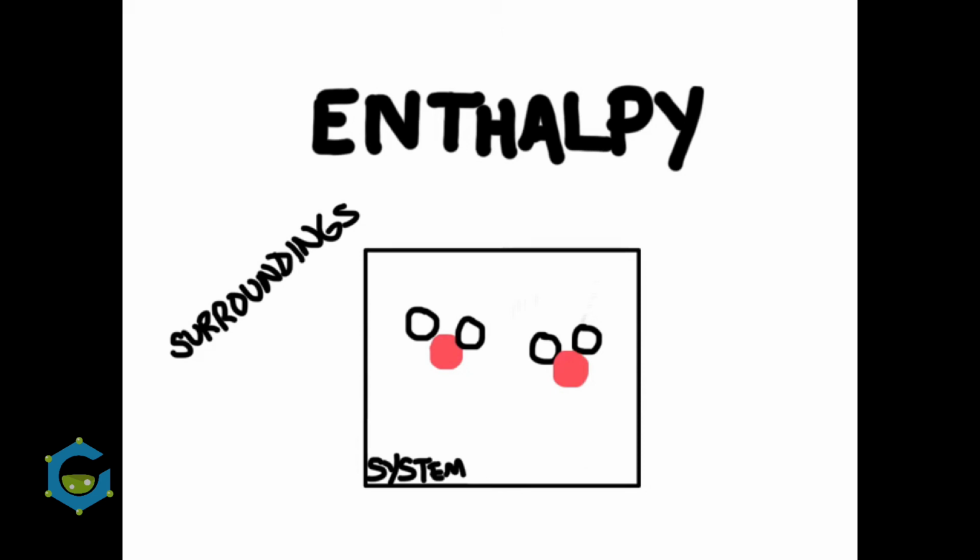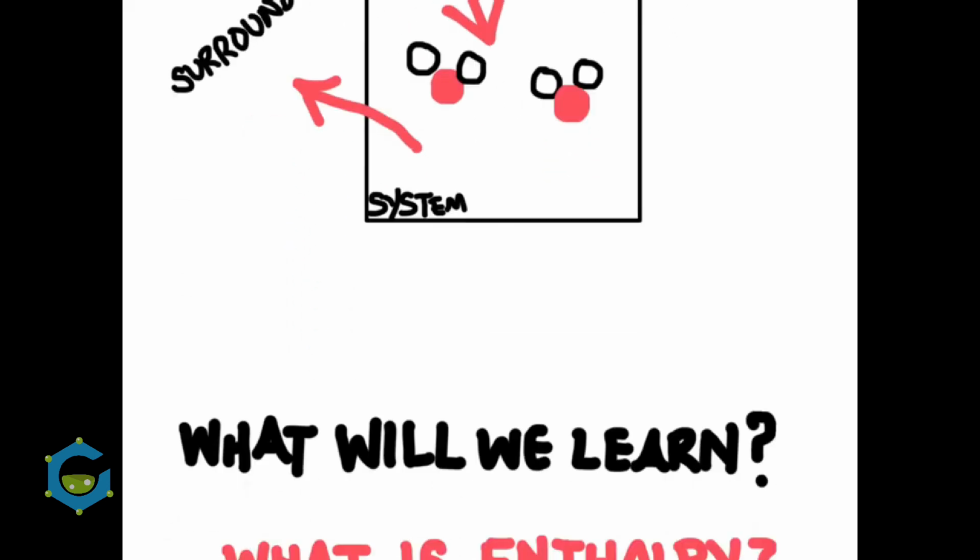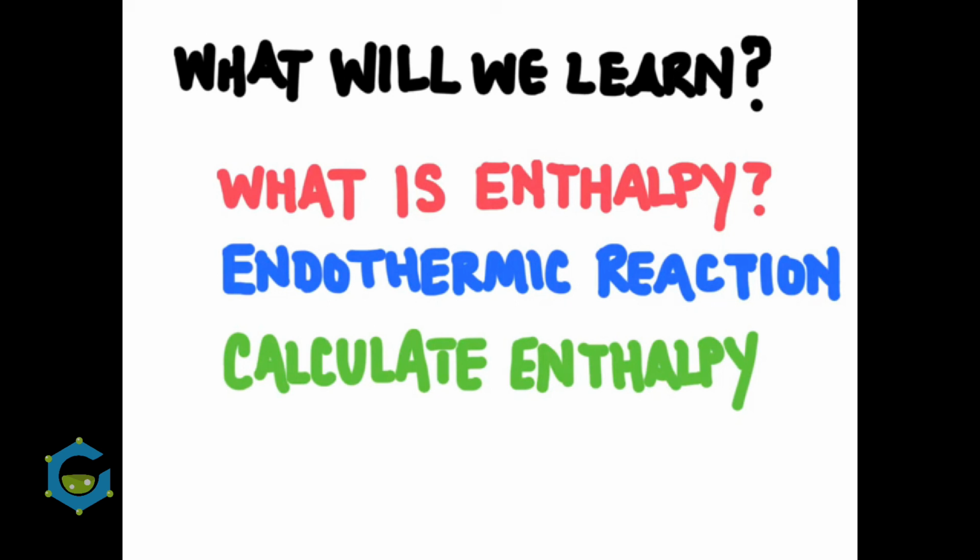The surroundings are basically the rest of the universe, and so heat can either transfer out of the system or it could transfer into the system. So in this video, we're going to learn what enthalpy is, and then we're going to look at an experiment that shows heat going into a system. We call that an endothermic reaction. And then finally, we're going to determine the enthalpy change during a chemical reaction.